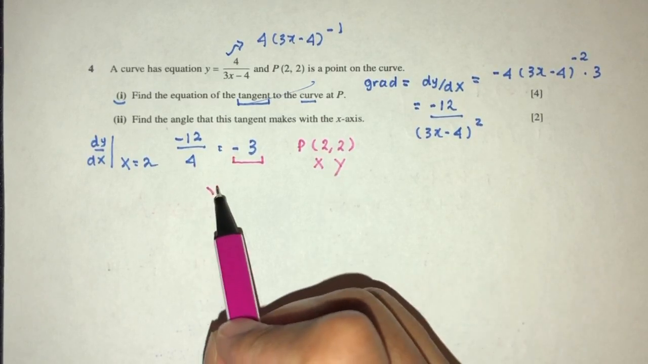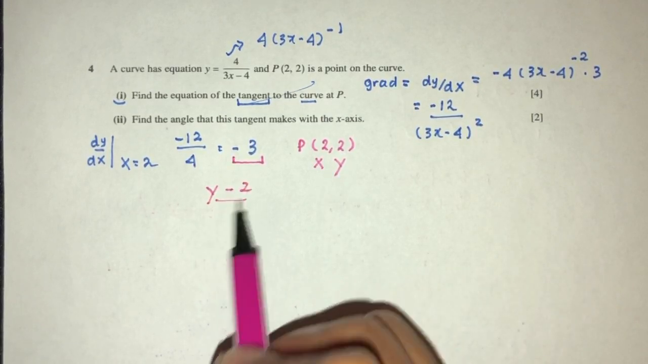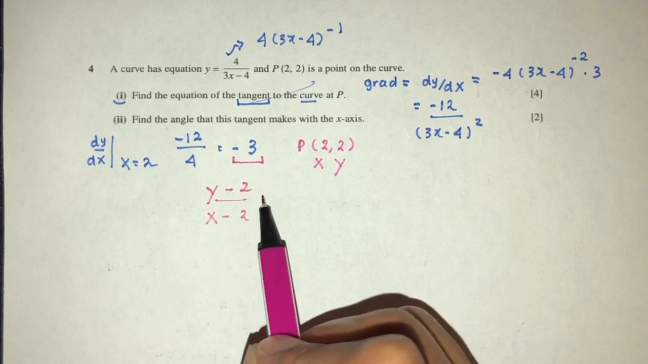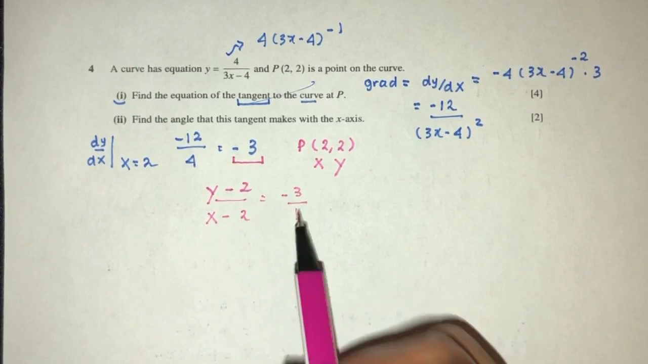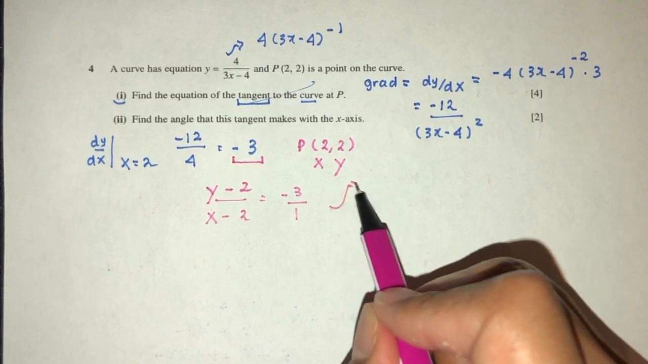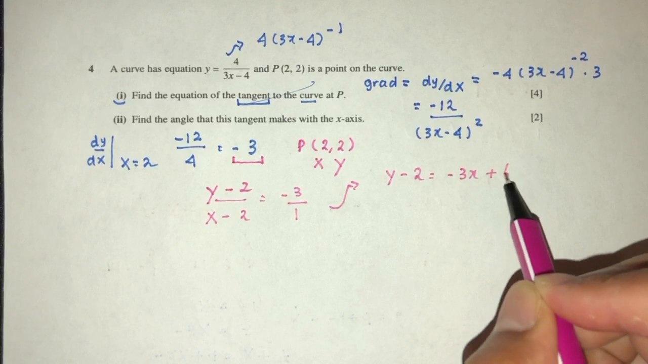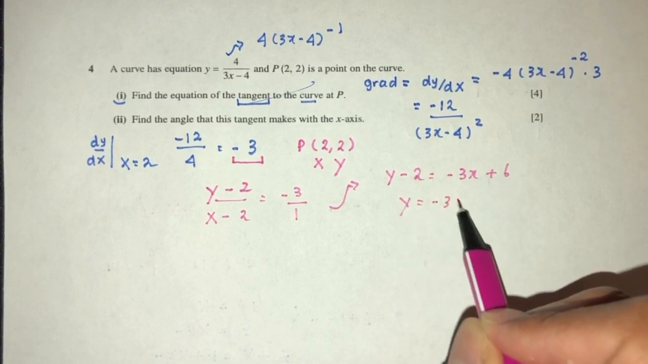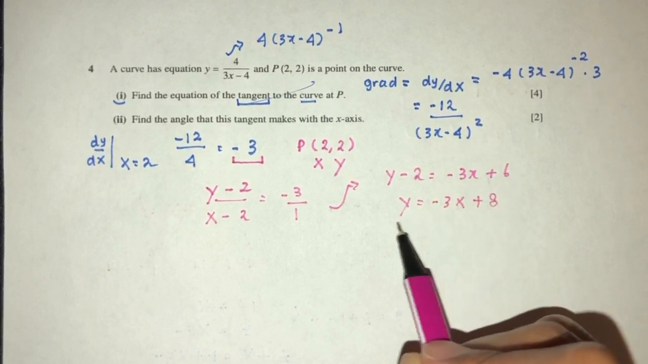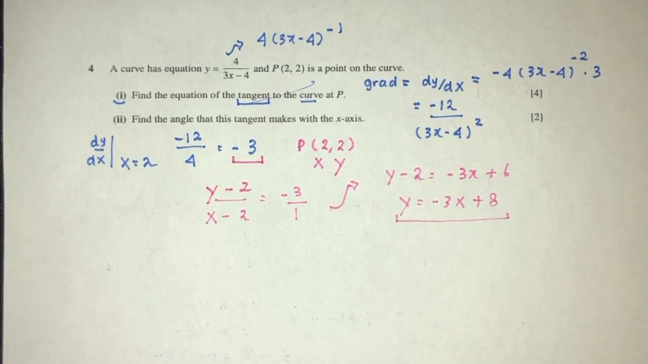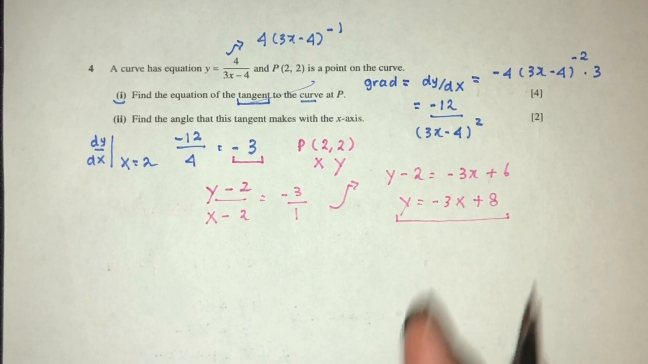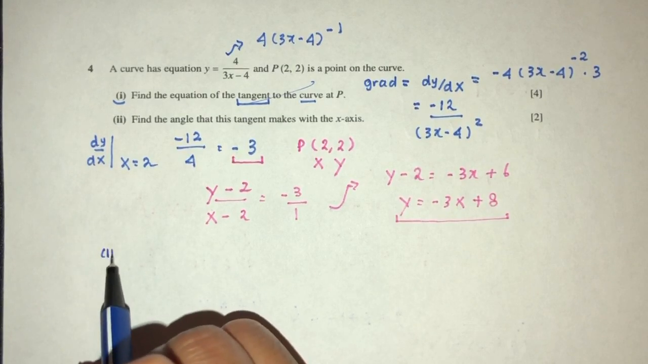So I take y minus the corresponding value over x minus its corresponding value should be minus 3 over 1. Cross multiply, you will have what? y minus 2 equals minus 3x plus 6. So y will be minus 3x plus 8. And that will be your equation of the tangent at the point P. Again, pretty simple. We have to find the gradient first, and then we have to use that to find the equation of the tangent. Now part 2.